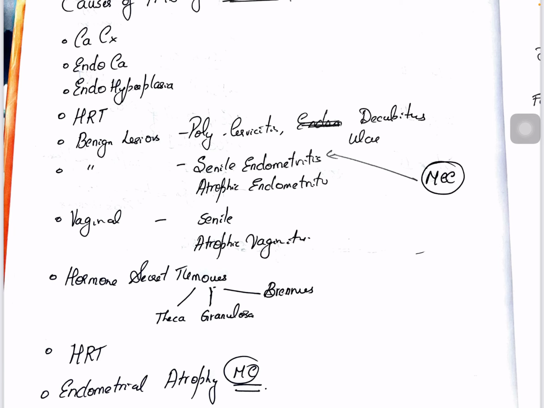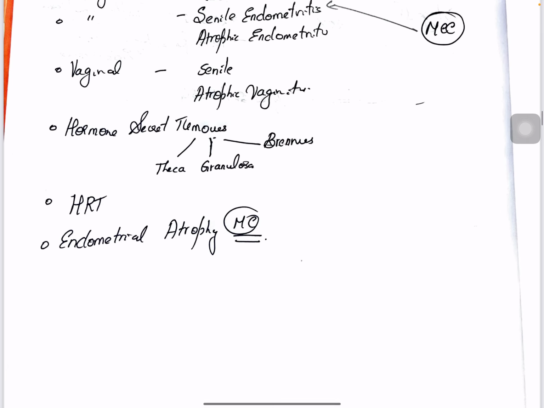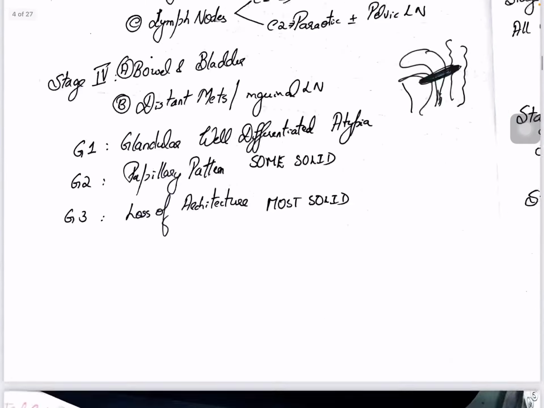Then, very important in the uterus, we have senile endometritis, atrophic endometritis, atrophic endometrium. Then cervix: polyp, cervicitis, decubitus ulcer. In the vagina: atrophic, senile, hormone replacement therapy, and three hormone secreting tumors: Brenner's, theca, granulosa. These are the causes of postmenopausal bleeding.